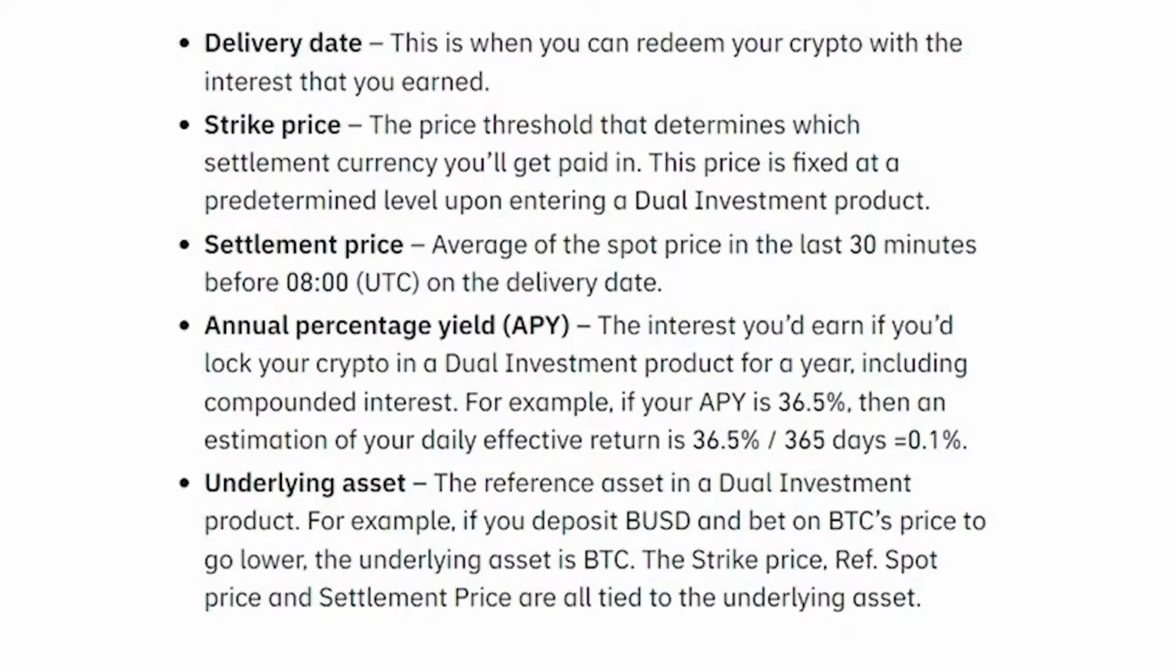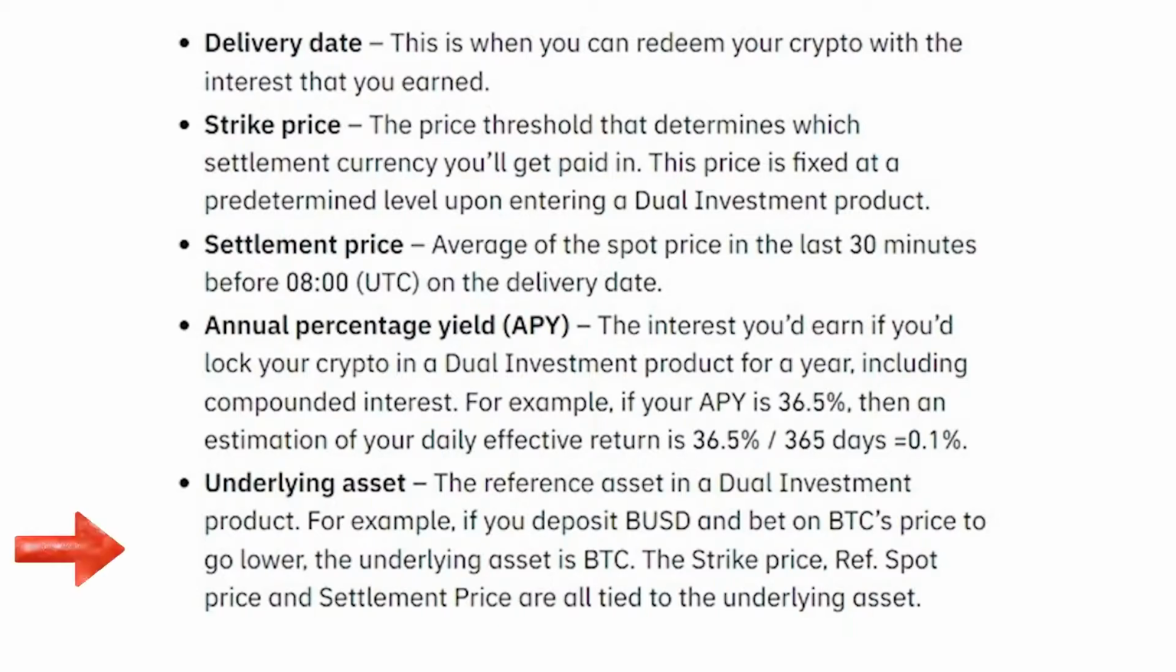The third term is settlement price. This is the average of the spot price in the last 30 minutes before 8 UTC on the delivery date. The fourth term you need to know is the annual percentage yield, also known as the APY. This is the interest you would earn if you would lock your crypto in a dual investment product for a year, including compounded interest. For example, if your APY is 36.5%, then an estimation of your daily effective return is 36.5% divided by 365 days, which will equal to 0.1%.